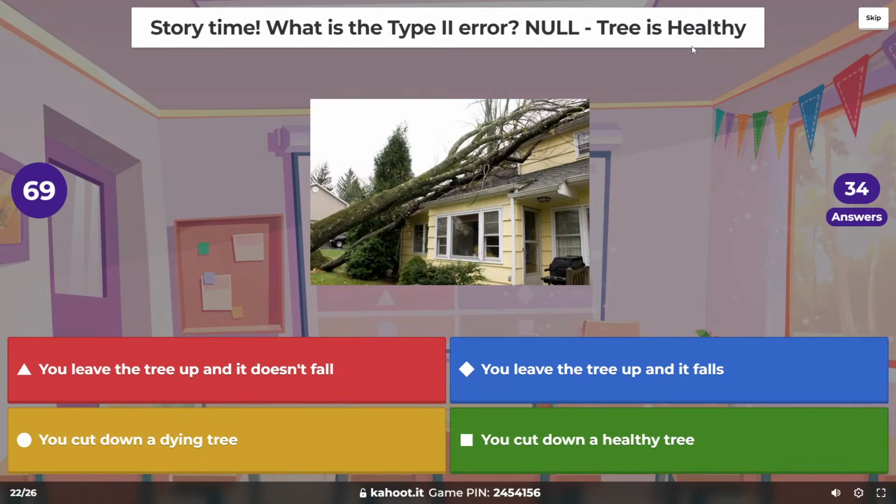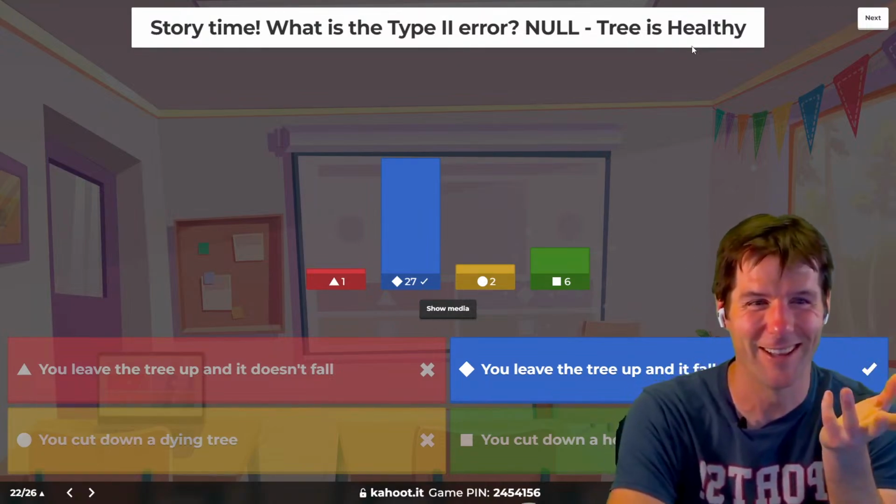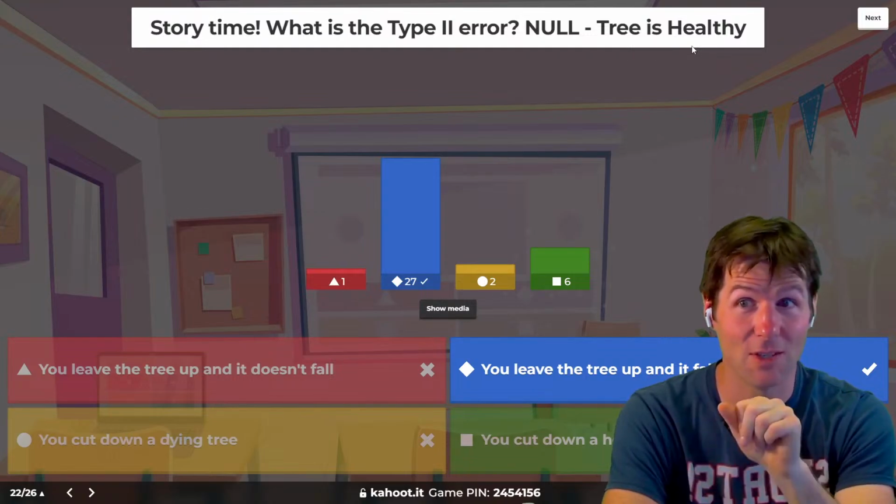What does it mean to fail to reject the null? If you fail to reject the null, you would think what? I think Caroline's on the right track, because you don't reject the null. In a type 2 error, the null is false and we failed to reject it. Well, we got everyone answered. And then the picture kind of gives it away a little bit. So the null is false. It's not healthy. That's a false null.